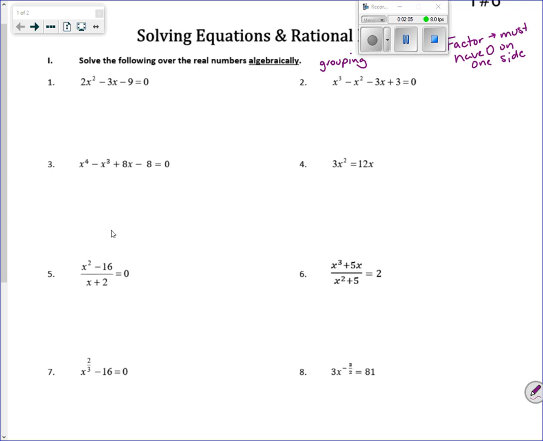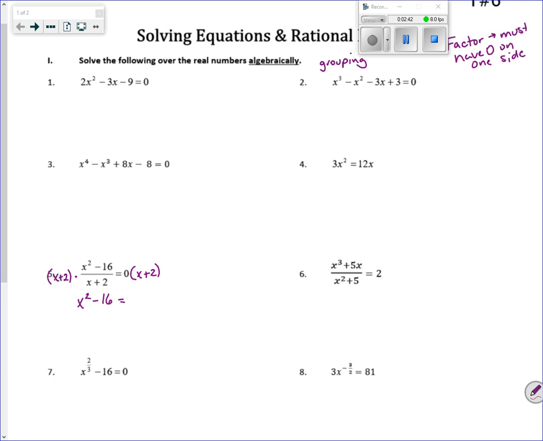Questions 5 and 6, let's think about when you're solving rational functions, what you're going to do to solve that. Well, undo the rational function, if you will. Meaning, let's see, I'll start number 6. I'm not even going to start it. Well, I'll start number 5, it's easier. If I start number 5, I'm like, okay, let's multiply through by x plus 2. So if I multiply through by x plus 2, it gets rid of the fraction on the left, so I have x squared minus 16.